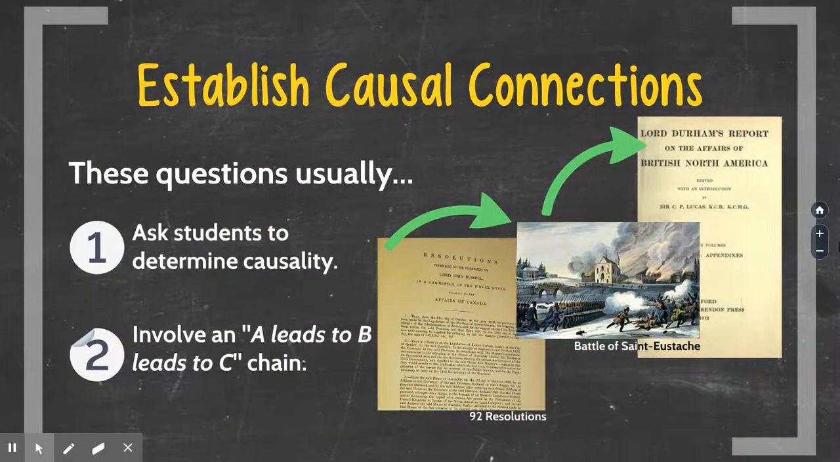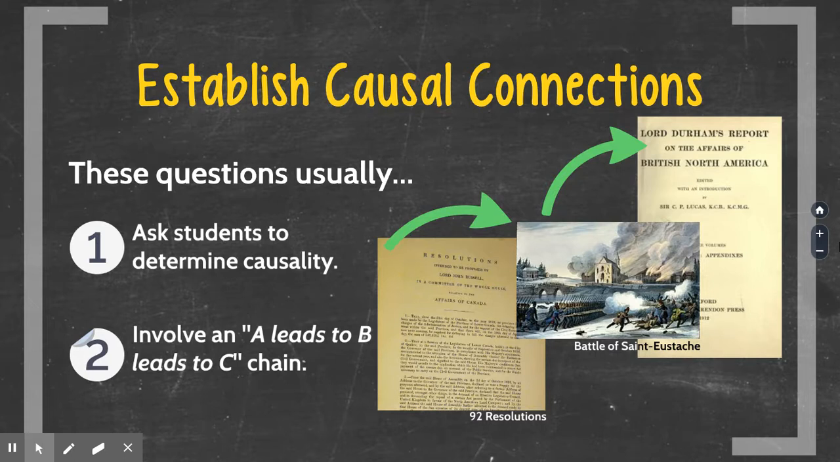So here is the basic idea behind the Establish Causal Connections IO. These questions usually ask students to determine causality. So if you're thinking to yourself, we already have an IO called cause and consequence, that's true. This one differentiates itself because it usually involves 3 items instead of just 2. So in this case, you see on the right-hand side, there's a causality between 3 different items.